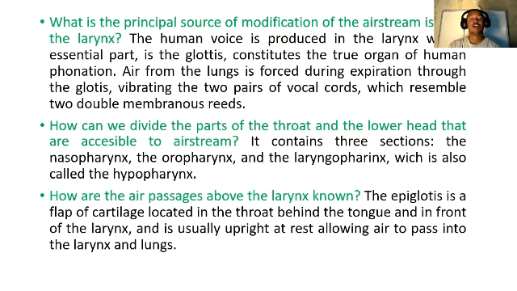How can we divide the parts of the throat and the lower head that are accessible to the airstream? Well, it contains three sections: the nasopharynx, the oropharynx, and the laryngopharynx, which is also called the hypopharynx. How are the air passages above the larynx known? The epiglottis is a flap of cartilage located in the throat behind the tongue and in front of the larynx, and is usually upright at rest, allowing air to pass into the larynx and lungs.